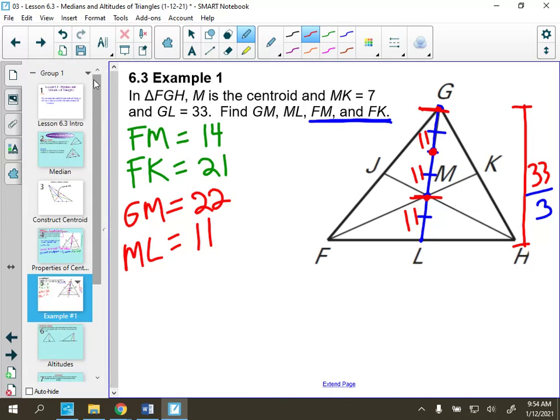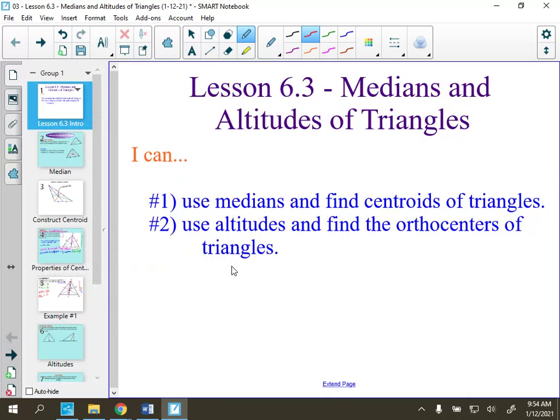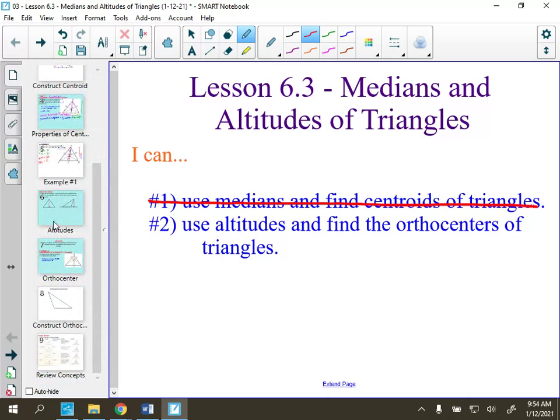So I think we can check off use medians and find centroids of triangles. We used it there to find some lengths. We sketched a centroid. The last thing we have left is altitudes and orthocenter. And you can kind of look ahead, we got 3 pieces here.